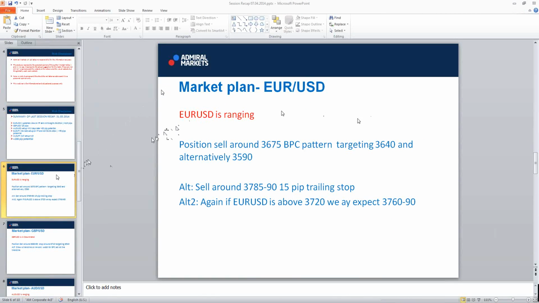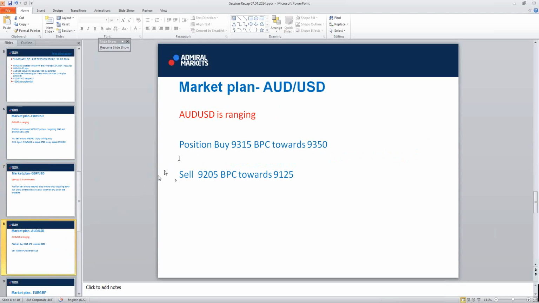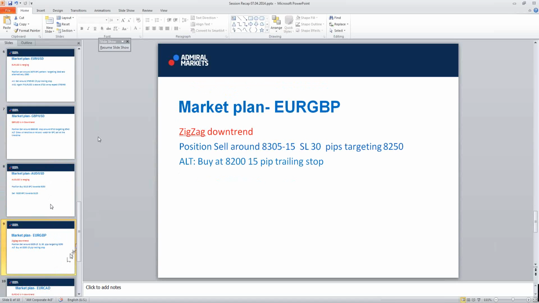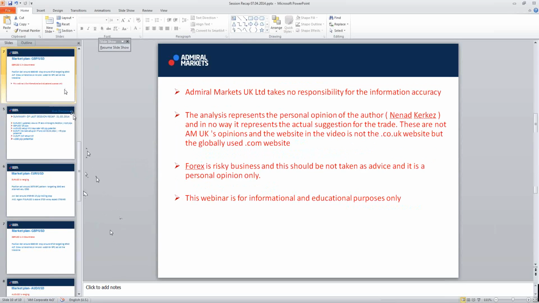So euro dollar first. This is for me mostly sell. Then we have GBP dollar. Try to spot it, try to mark it on your charts. Plan for Aussie. Although Aussie is ranging, I don't like it so much. Plan for Euro GBP. Plan for Euro CAD. So try to spot this also in your charts.